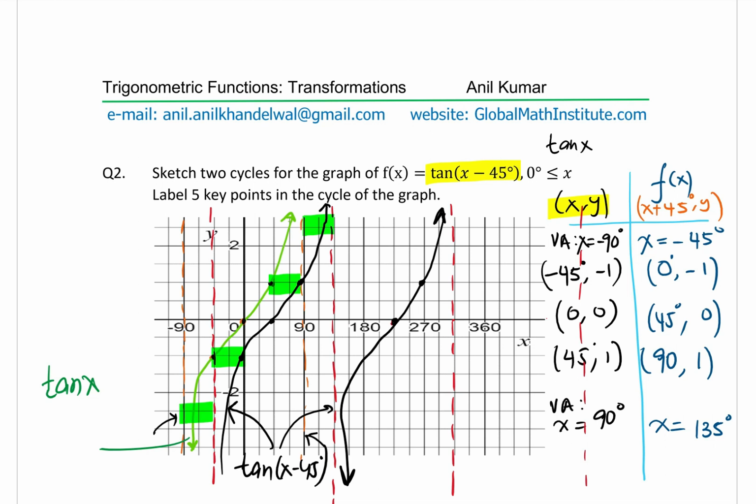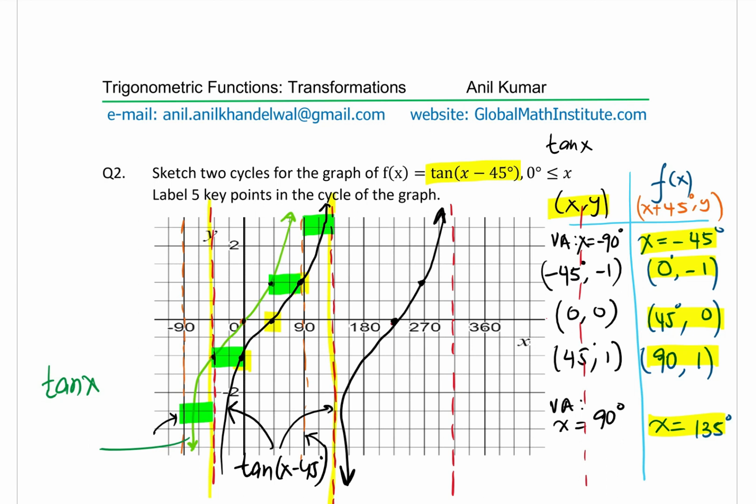You could label your graph with your key points. The points are already given to you. These are the key points which you're going to label one cycle with. Always mention at least 5 points. So the vertical asymptotes at minus 45 and 135 degrees, and the 3 points (0, -1), (45, 0), and (90, 1) will be the base for our graph. Correct? So these are the key points along with the vertical asymptotes. So I hope that is absolutely clear.